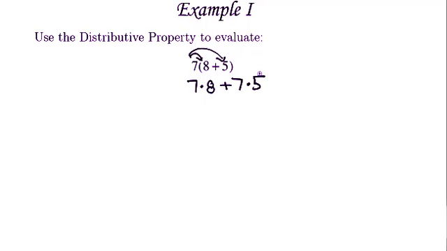So 7 times 8 plus 7 times 5, and I'm going to follow my usual order of operations, and that tells me to multiply first. 7 times 8 is 56 plus 35. And when I add those two together, it yields 91. Again, I use the distributive property to evaluate this expression by multiplying 7 times 8 and then plus 7 times 5, multiplying those two out, 56 plus 35, and then adding those together to get my result.